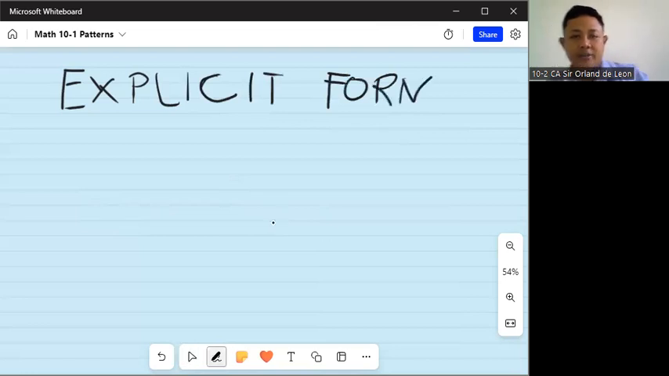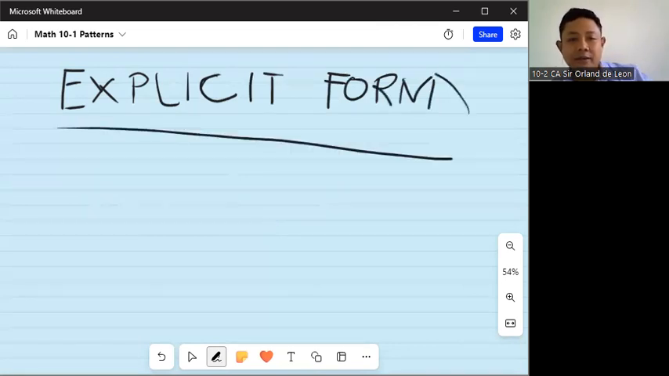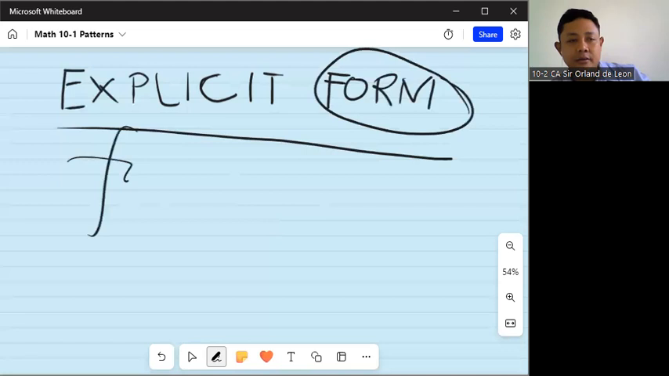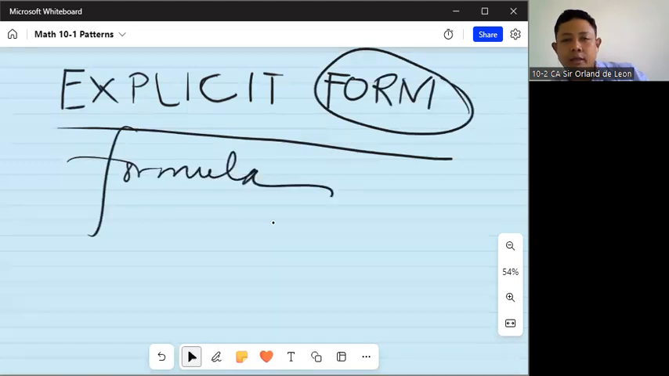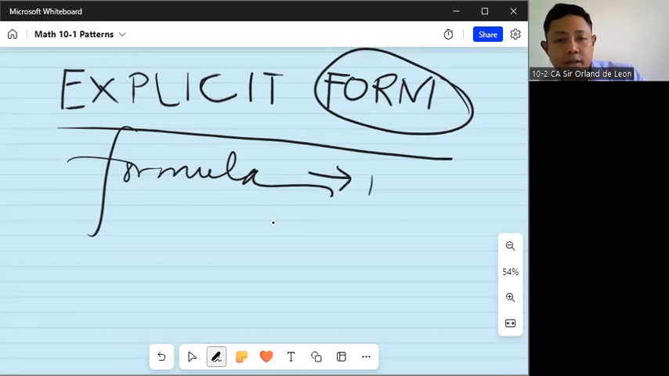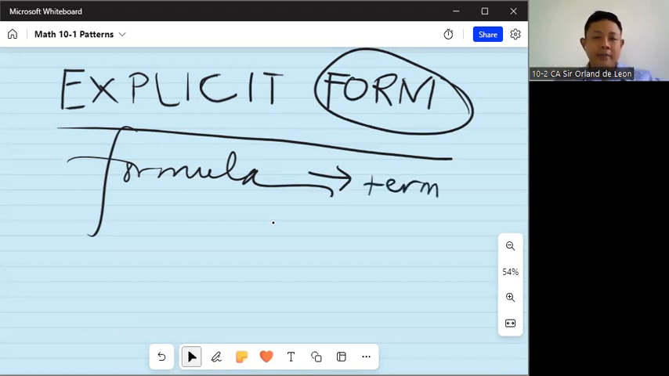In finding the next terms. What do you mean by explicit form? From the word itself, it's a formula. It's a formula used to find the number or the term. Sorry, my pen tab keeps dropping sometimes. Okay. An explicit form is actually a formula that is used to identify the missing term.